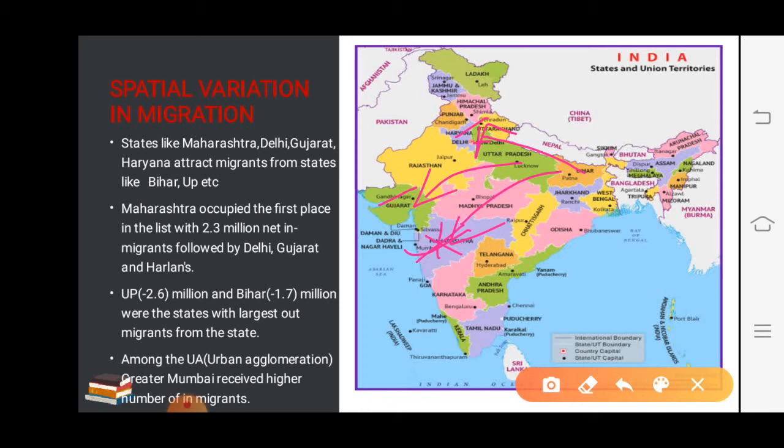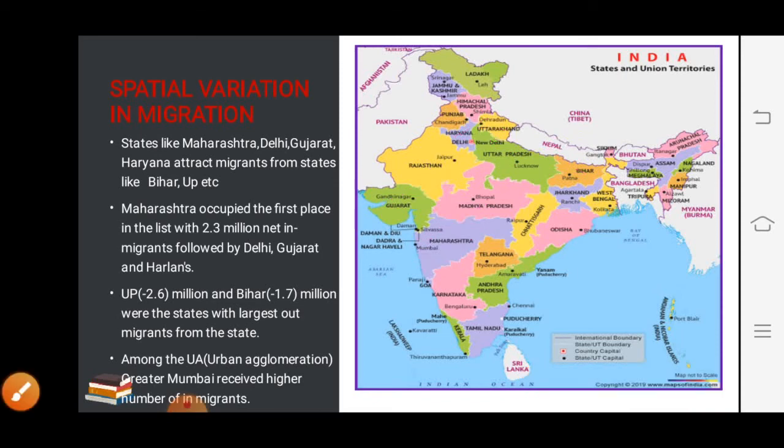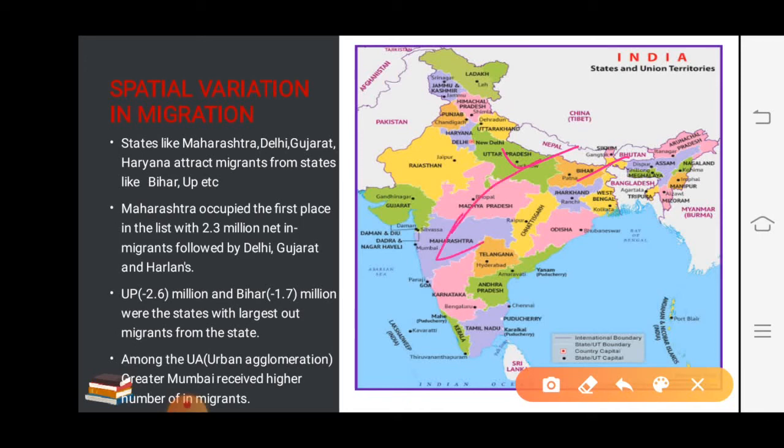Now, in terms of out-migration, from which states are people migrating out, going outside? That is UP and Bihar, from where people are out-migrating, meaning they are going out of the state. UP occupies the first place with minus 2.6 million people, and Bihar the second place with minus 1.7 million people who are migrating outside the states and going to states like Maharashtra, Delhi, Haryana, Gujarat, etc.